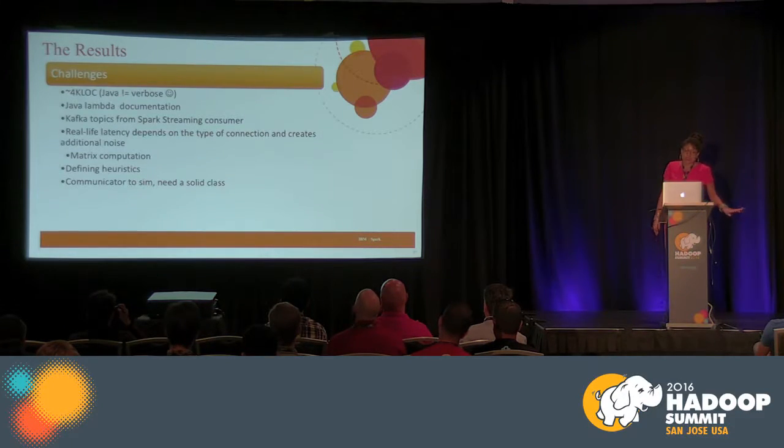So by the time I was done, it was about 4,000 lines of code. But again, I did it in Java just because that's what I knew. And Java's very verbose, so if you want to subtract 1,500 lines from that, I think that's fair. I thought the Java Lambda documentation could be better. Java 8 has the new Lambda architecture, which is great and makes things a lot less verbose, but the documentation on it is a little sparse. Getting Kafka topics is a little bit difficult.